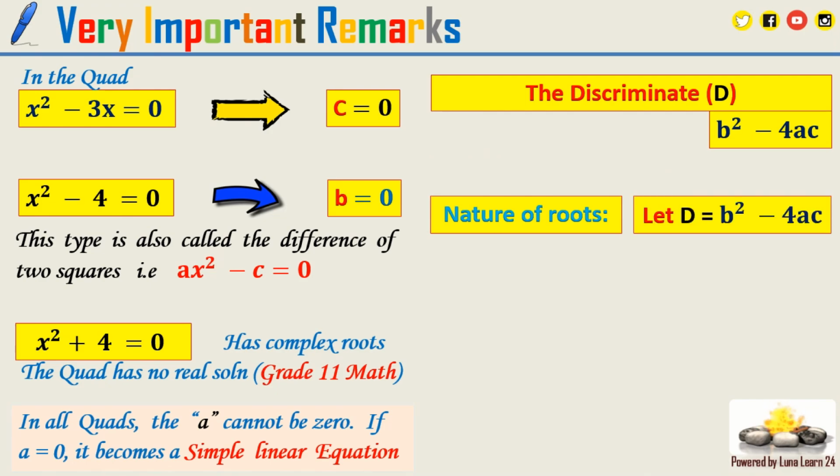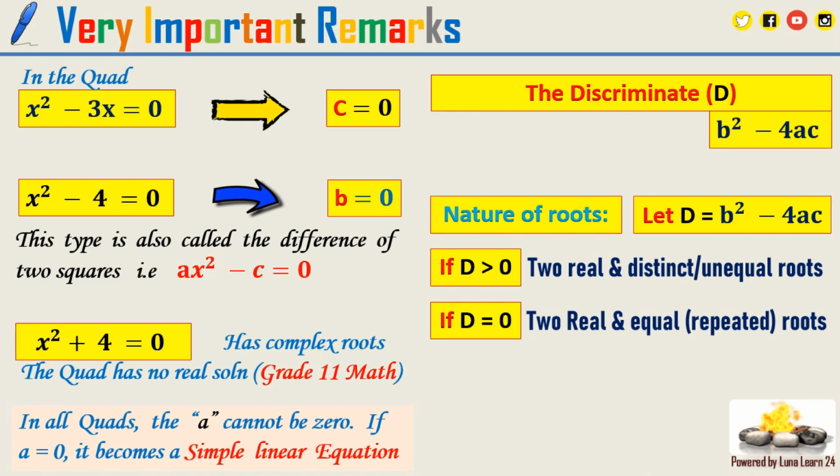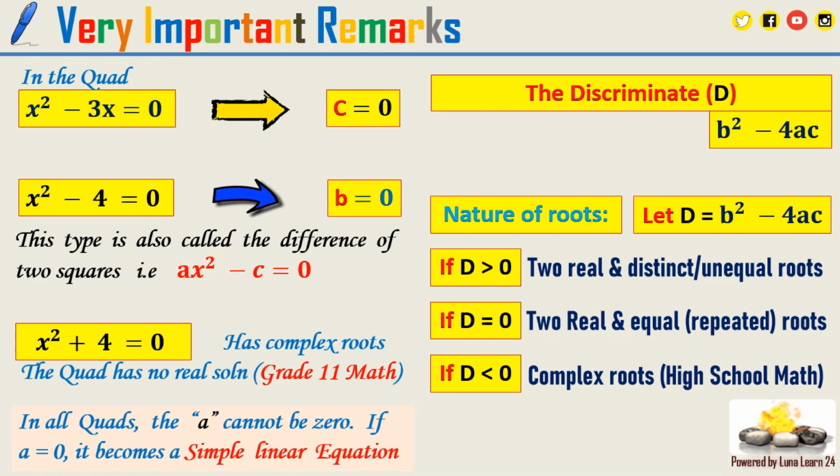So let d be equal to b squared minus 4ac, the discriminant. If d is greater than 0, we are going to have two real roots which are distinct or unequal. If d equals 0, we are equally going to have two real roots which are equal or repeated. However, if d is less than 0, then we are going to have imaginary or complex roots. So there is no solution in the set of real numbers.